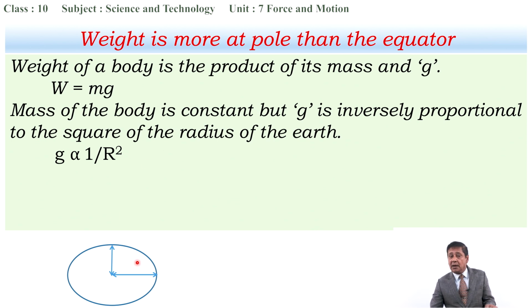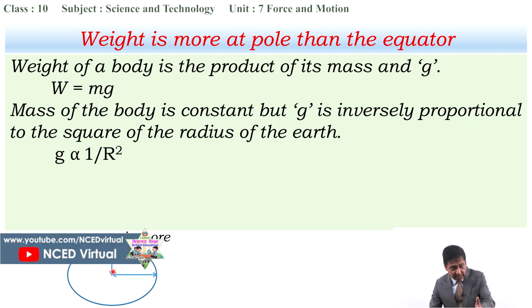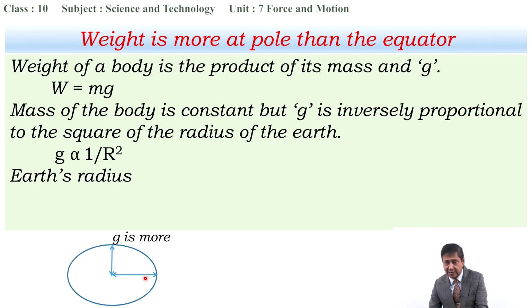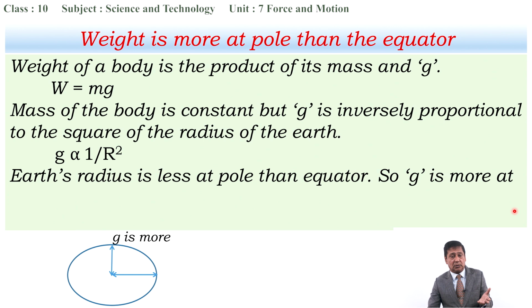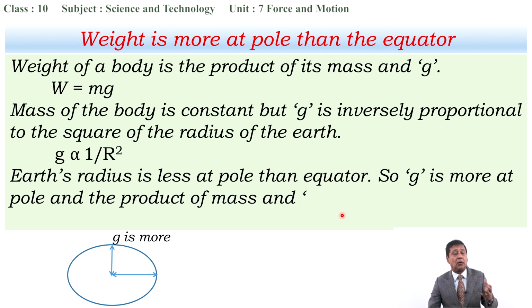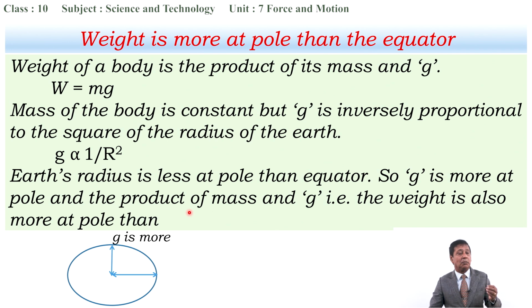That's why g is inversely proportional to the square of the radius of the earth. Now g is more at the pole because the radius is less, and g is less at the equator. Earth's radius is less at the pole than the equator, so g is more at the pole, and the product of mass and g, that is the weight, is more at the pole than the equator. We can argue like this, and this statement is very important. That's why I'm talking about this.